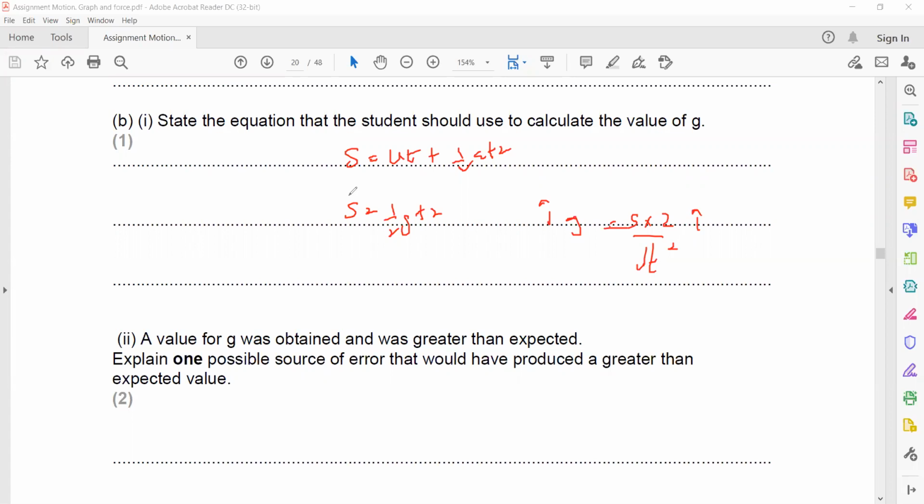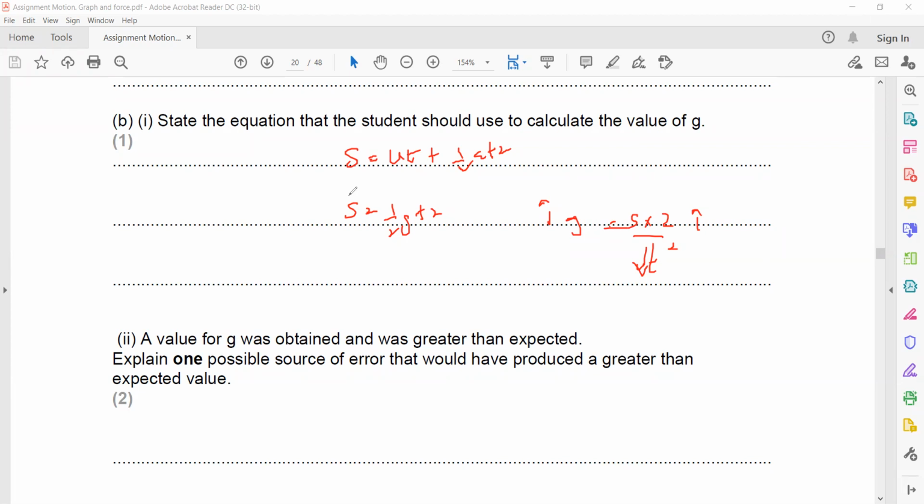Or the time which is recorded: the ball might drop before the camera starts recording, so we'll get a smaller time interval. If you get a smaller time interval, the value of g will increase. Or you can also say a ball is thrown instead of being dropped. That could also be.